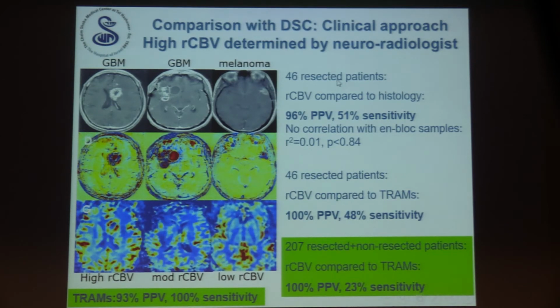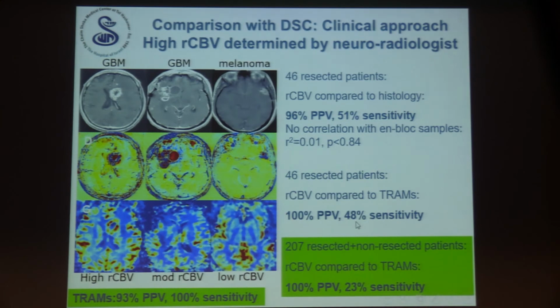And when we did that and we looked at the same 46 patients with the histology, we found that the specificity of RCBV to tumor in these 46 patients was 96%, and the sensitivity was 50%. Now that made more sense, although it still looked high to what we are used to in the clinic. And therefore, in the same 46 patients, we compared the RCBV to blue regions in the tumor. And we got the same result as we got comparing to histology. We got 100% specificity and 48% sensitivity.